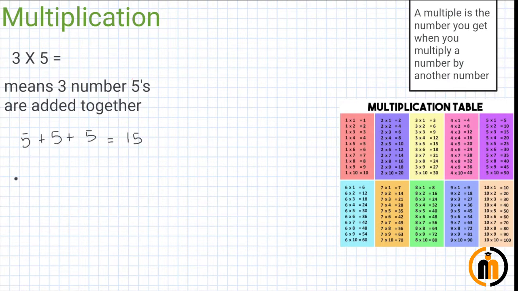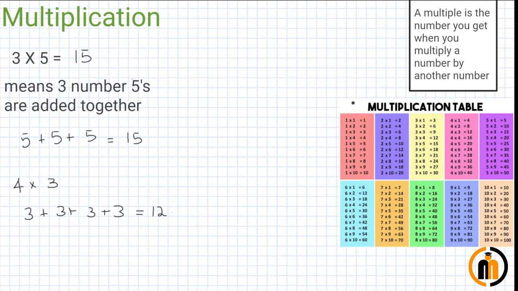Now if we take, for example, 4 multiplied by 3, this would mean we need 4 number 3s being added together. So 3, 3, 3, 3, these are 4 number 3s added together. 3 plus 3 is 6, 6 plus 3 is 9, 9 plus 3 is 12. So this is one way to look at it. 3 times 5 means 5 plus 5 plus 5, adding them 3 times.